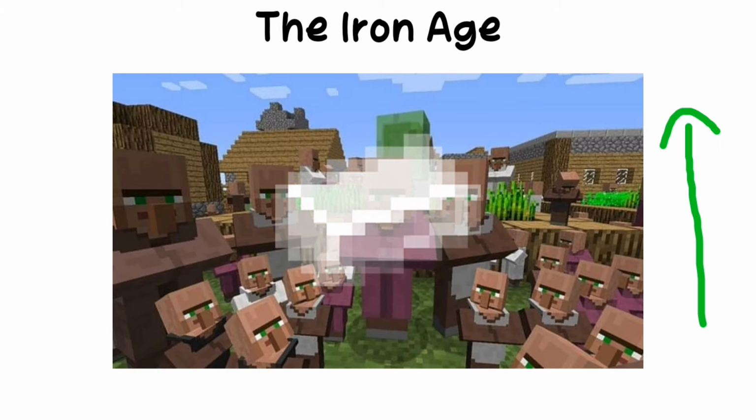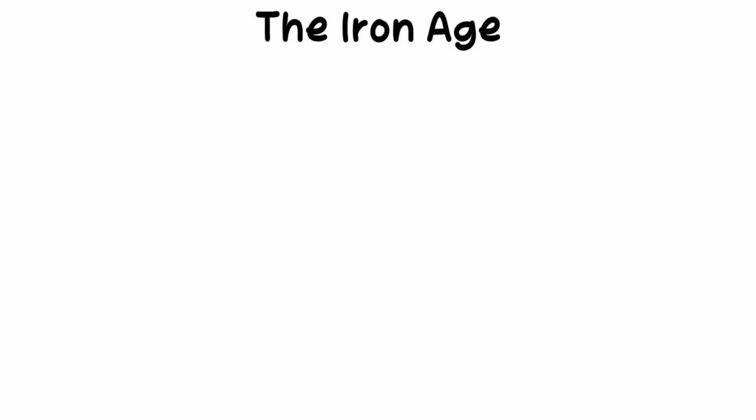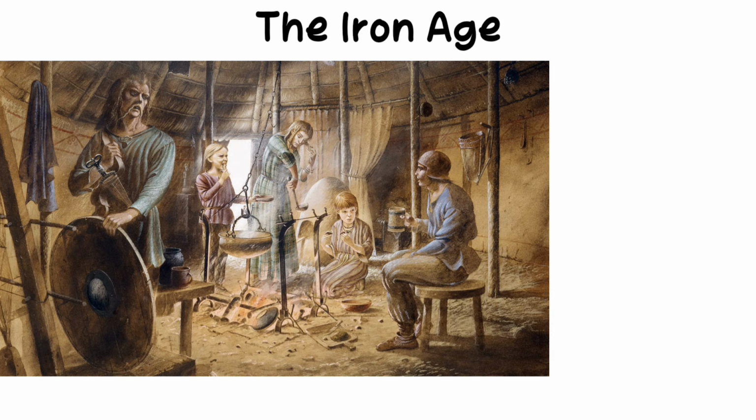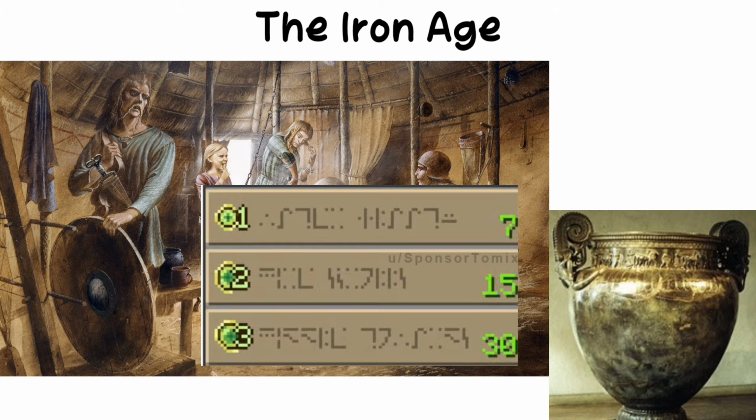The Iron Age saw the rise and fall of many ancient civilizations, including the Hittites, Assyrians, and Greeks. It also witnessed the emergence of new cultural and artistic styles, as well as the development of writing systems.